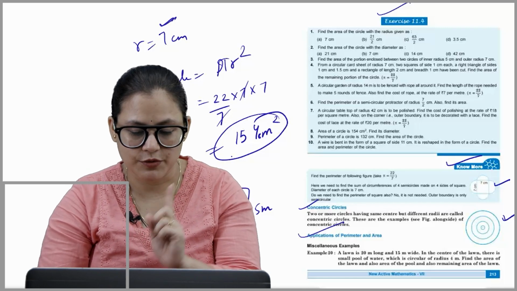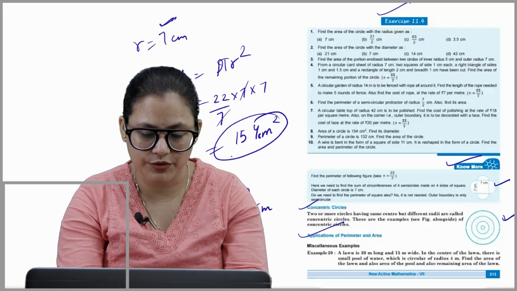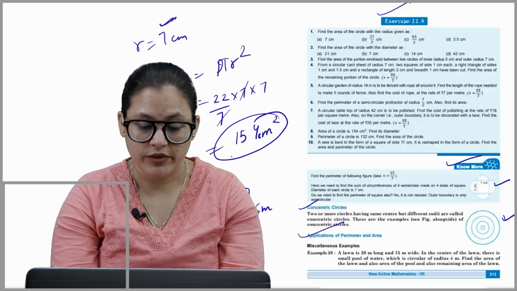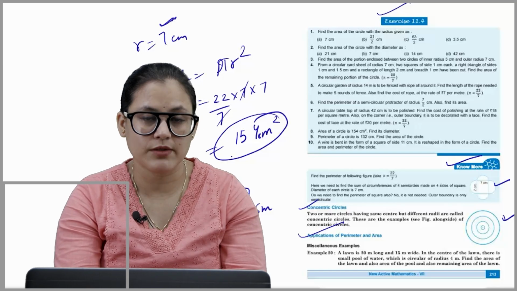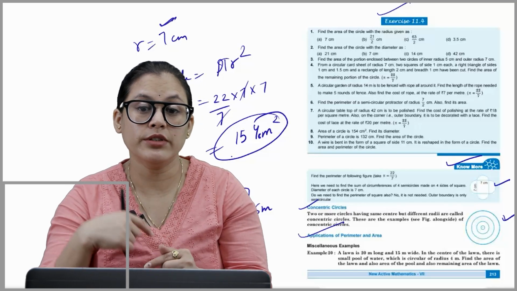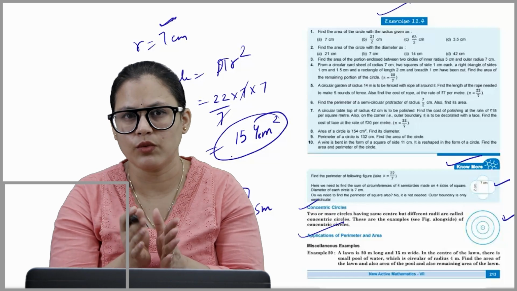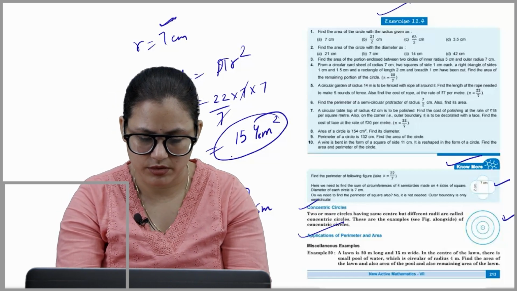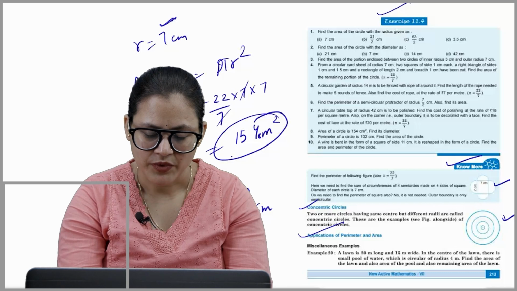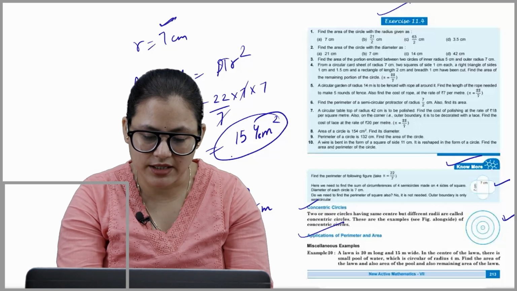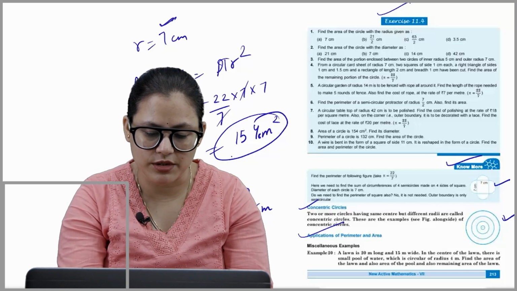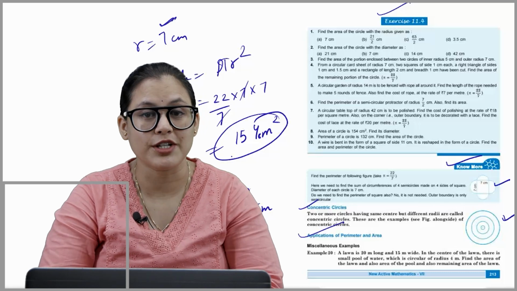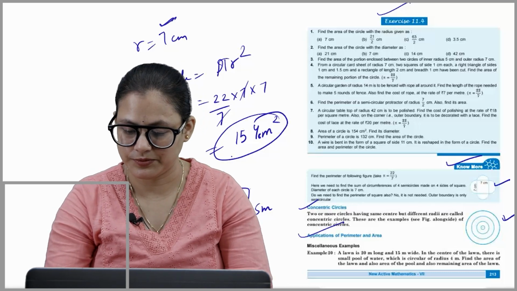So how are we going to find it? First we will find out the area of this lawn. We will also find out the area of this water pool, and then we'll find out the remaining area of the lawn. What is the remaining area of the lawn? This is the remaining area of lawn. So how will we get this area? By subtracting the area of the circle from the area of the rectangle, right?